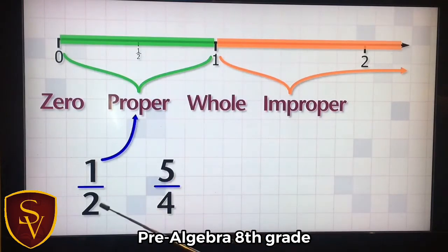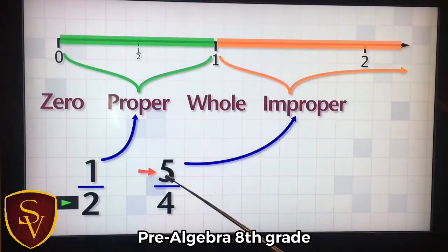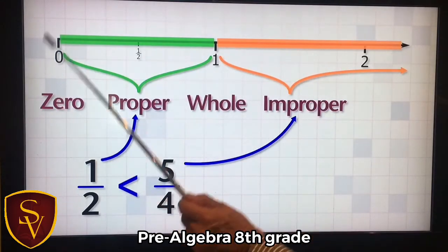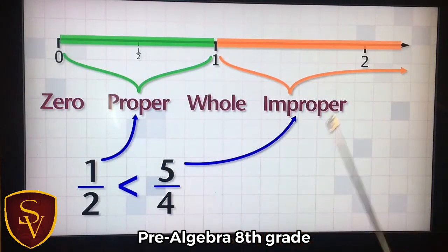As we can see here, 5/4 is bigger than 1/2, and that's an improper number. As you can see, the numerator is bigger than the denominator, and that's why it's going to be on the orange zone. And this is showing us how big it is and how the different number it's going to have. So we have zero fraction, proper fraction, whole fraction, and improper fractions.